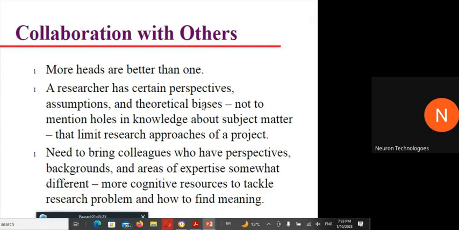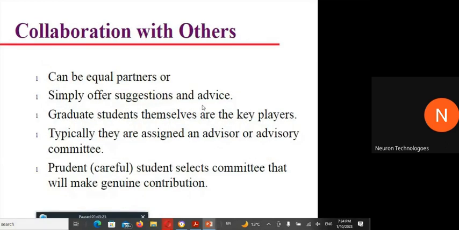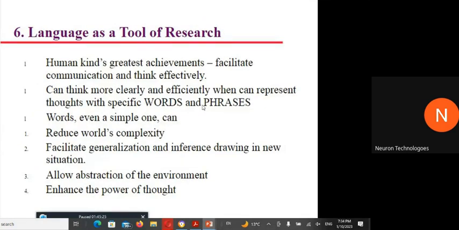So collaboration with others, we have discussed that one is basically Education Framework 4.0. So this one is open. Everyone wants to share, communicate, and deliver. And in this way, we can get help as well to improve ourselves. So collaboration is this: can be equal partners, simply offer suggestions and advice. You can basically get solutions and other things.